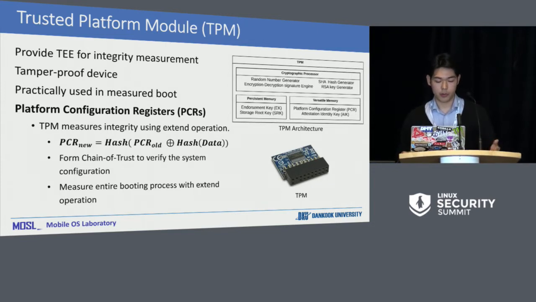The extend operation generates a new PCR value by first concatenating the hash of the data and the old PCR value. And the TPM hashes the whole concatenated value again to create the new PCR value, which will eventually create a trust chain for the values measured in that specific PCR number.